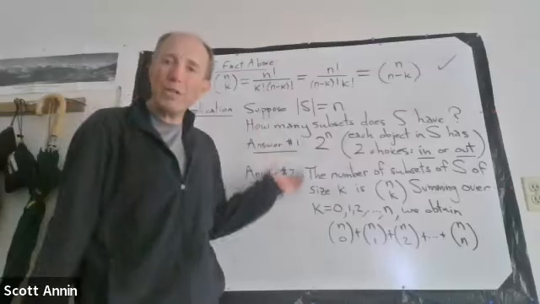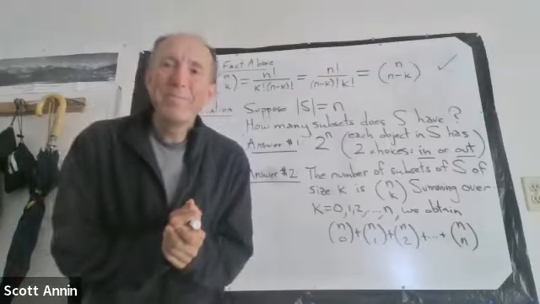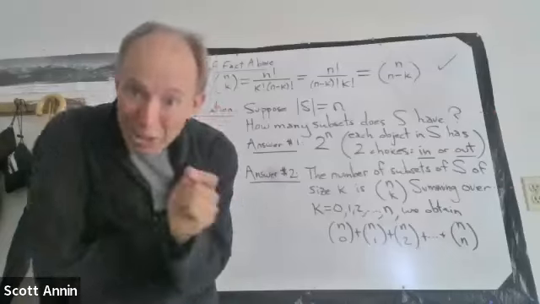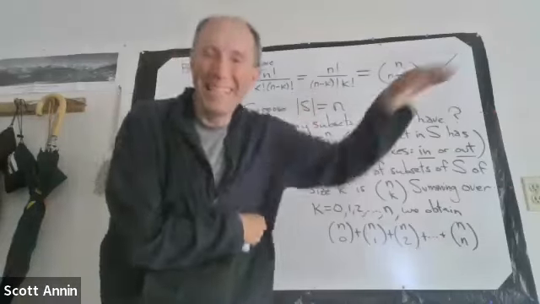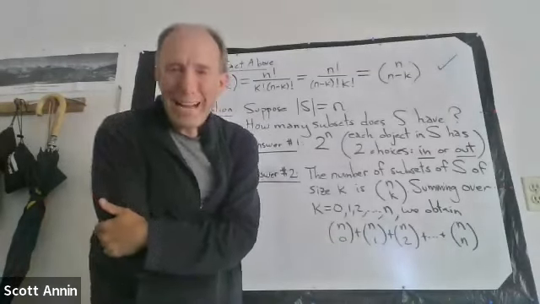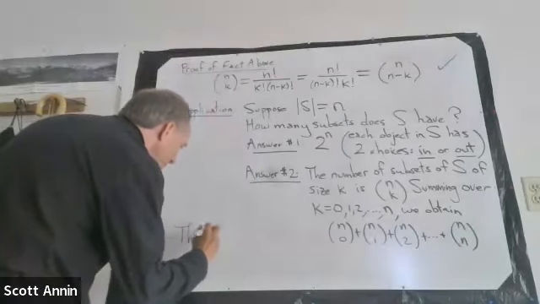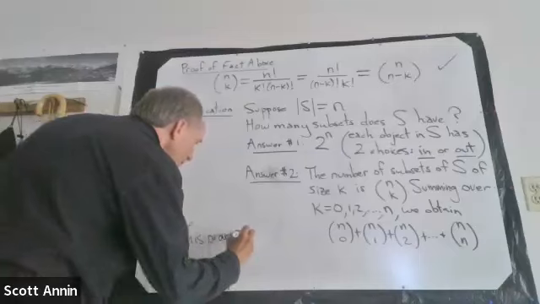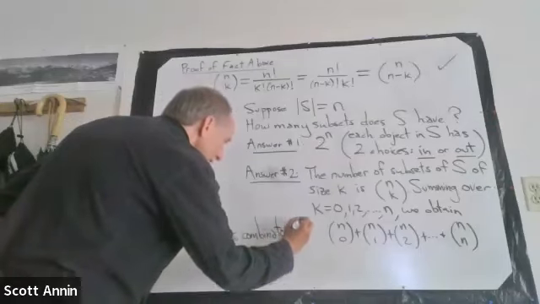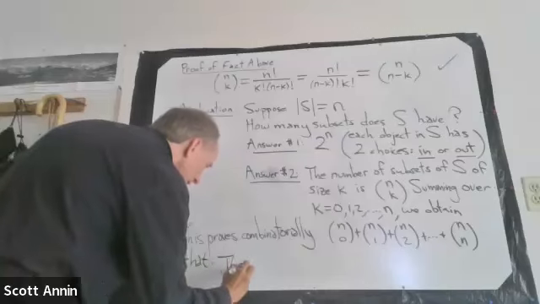So we've answered the question in 2 different ways that were completely different from each other, but we know that we're answering the same question. How many subsets does S have in total? So you know what has to be true about the 2 answers then? We have actually just proven something. This proves combinatorially that, and we're going to state this as a theorem down here.